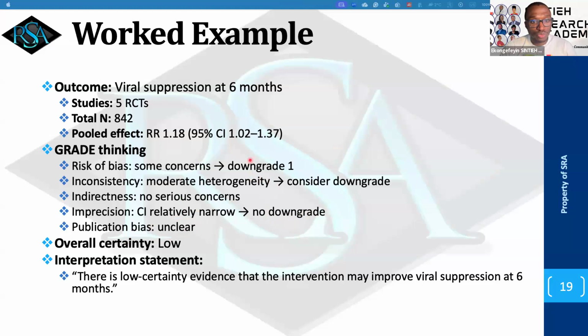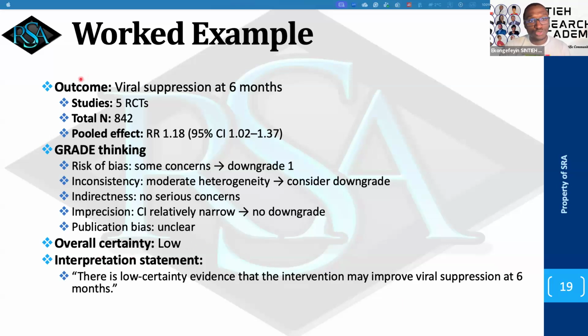So if I count one downgrade, two downgrade, no serious downgrade, no serious downgrade, and publication bias is unclear, I cannot say certainly that the study is of very high quality or the systematic review is of high quality, so I grade it as low. So this is again your gut feeling, how you assess it. Then we write it: there is low certainty of evidence that the intervention may improve viral suppression at 6 months. And that's all that you need to write in your paper.